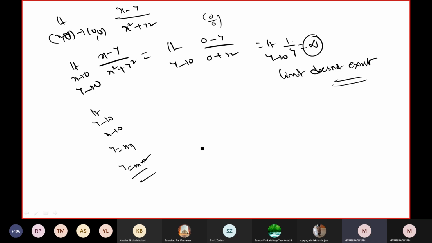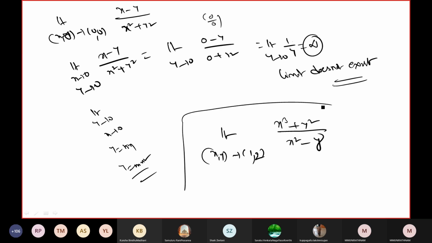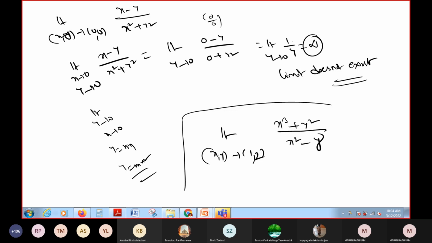So can you say what is the limit of this? Anyone? One comma 2 రాసుకున్నాం. 1,1 అయితే 0 అయిపోతుంది, ఇన్ఫినిటీ. 1,2 రాసుకున్నాం. ఎంతమ్మా, ఎనీ వాల్యూ? ఎనీవన్? -9, sir. Okay, good.